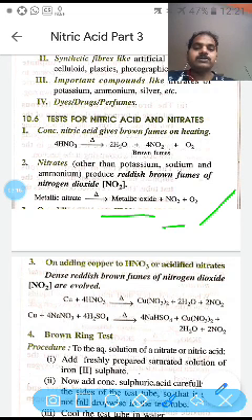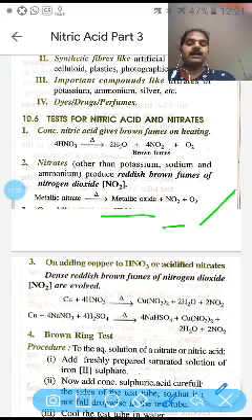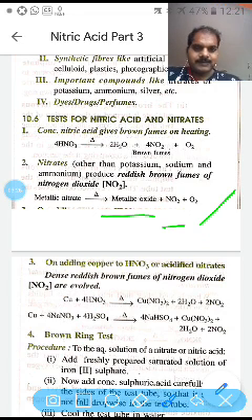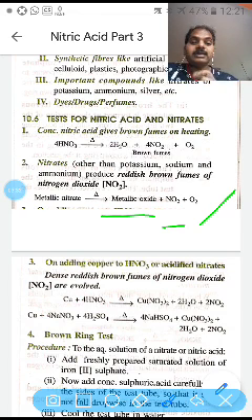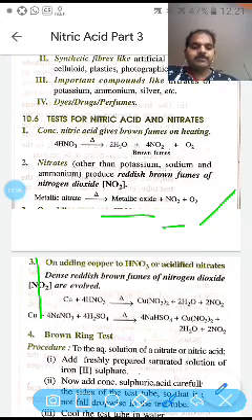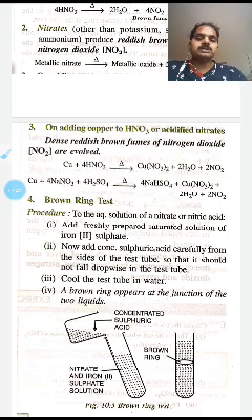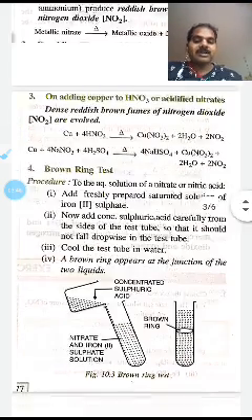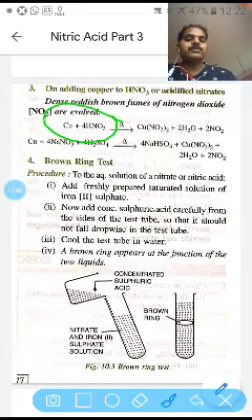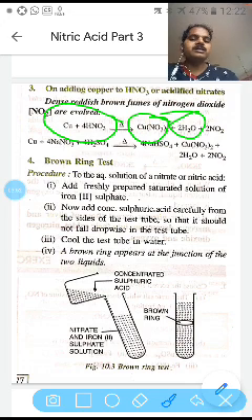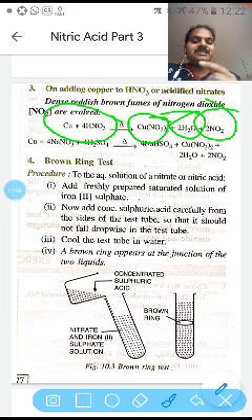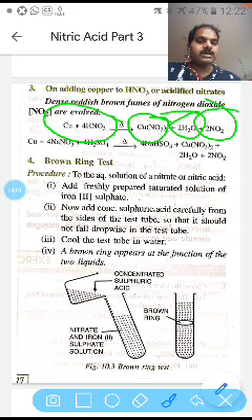But what about the nitrates of potassium, sodium and ammonium? Yes, they can be identified if we add some acid other than nitric acid. We can add hydrochloric acid or sulfuric acid to any nitrate, and we can put some copper in it. So the acid will react with those nitrates to form nitric acid, and that nitric acid will combine with copper to form copper nitrate, water and nitrogen dioxide, and this nitrogen dioxide will come out as brown fumes. So we can identify it.